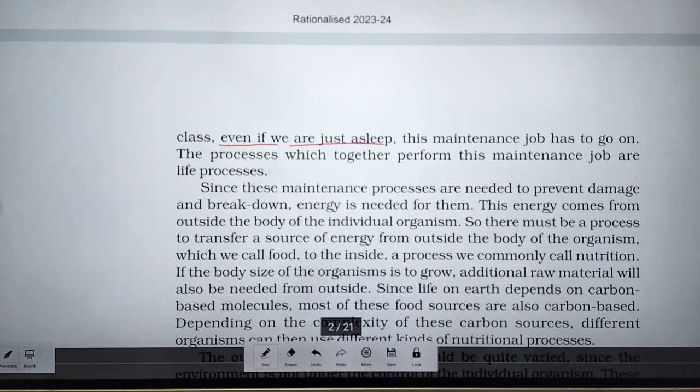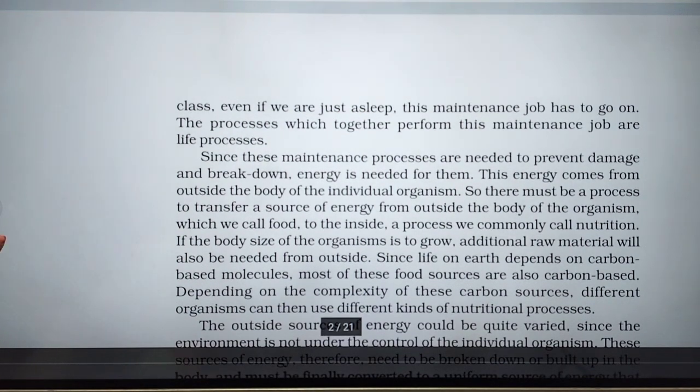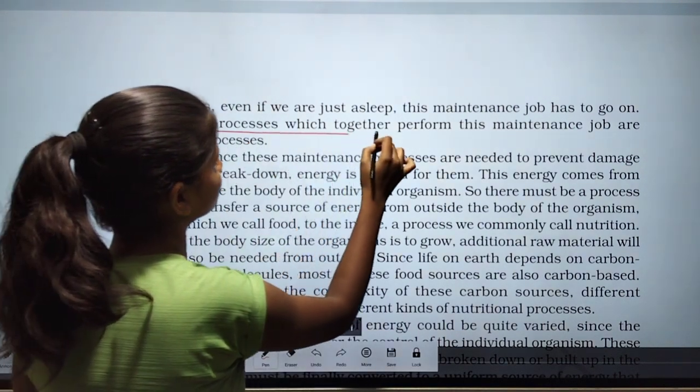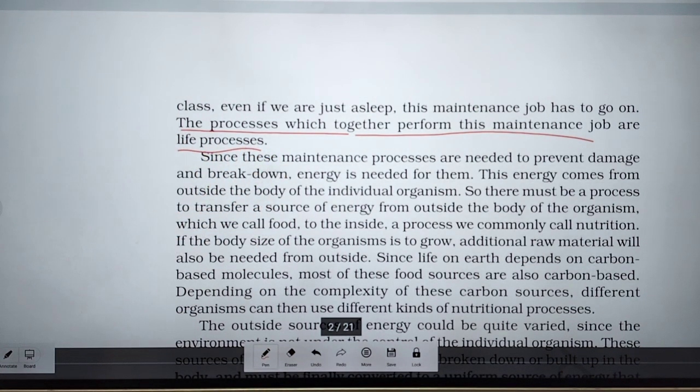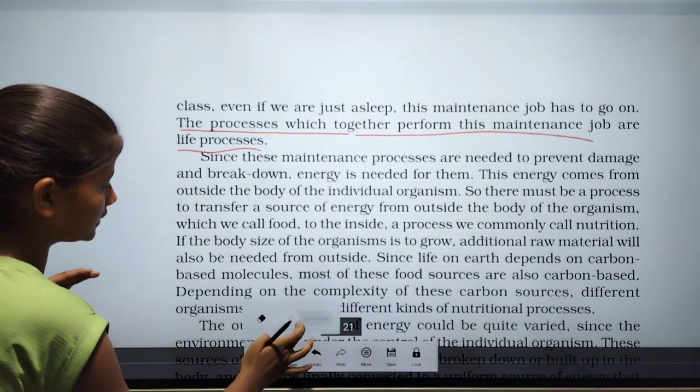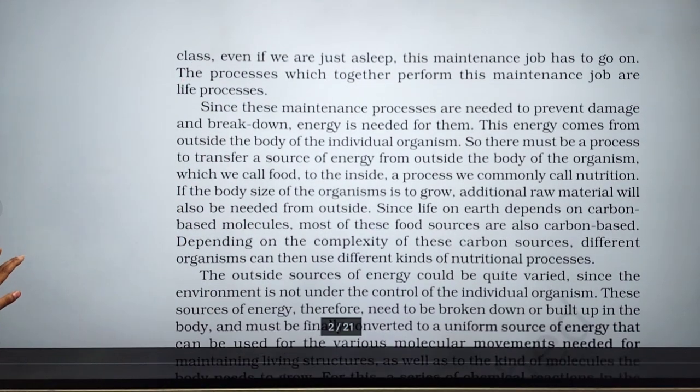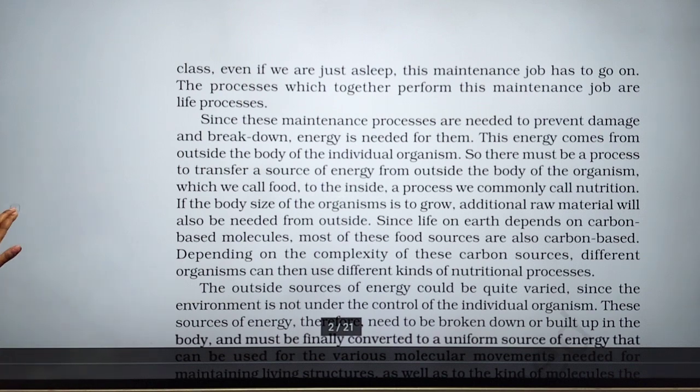Whether you are sitting in a classroom or just asleep, our maintenance job has not stopped. Its work is going on. These processes which together perform the maintenance job are life processes. These processes which together perform this maintenance job are known as life processes.